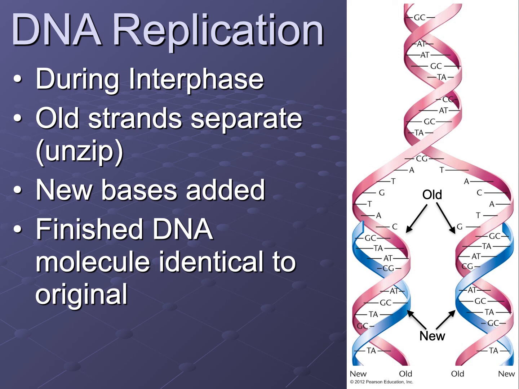If you want to roughly draw this picture, it might be helpful, especially if you've got a colored pencil or something. You don't need to write in the bases, but draw the double helix pulled apart, and then draw a new strand happening on the other one. That will probably be helpful for the test. All right, after you're done with that, that is all.